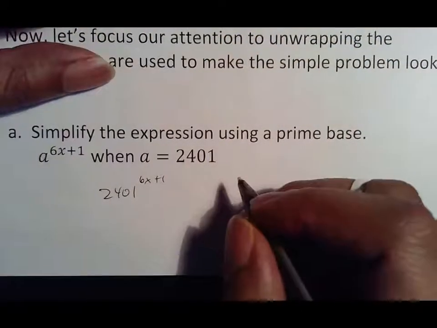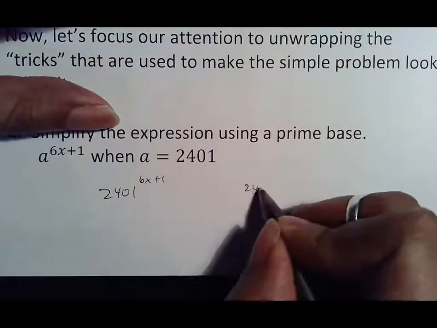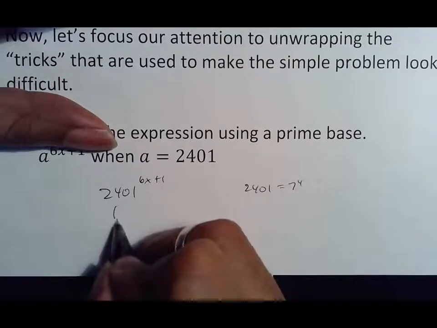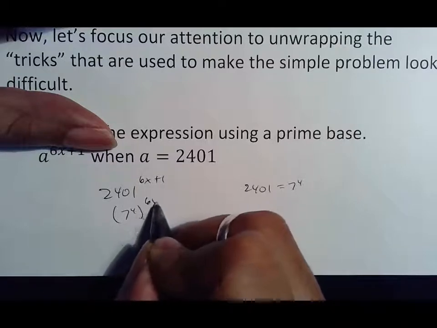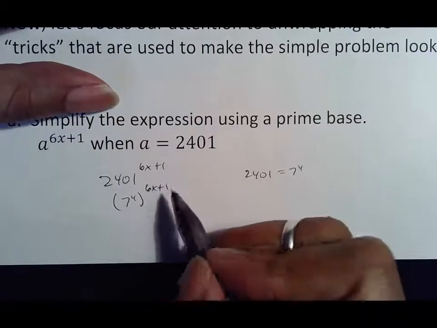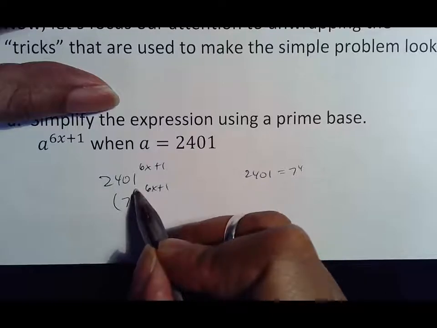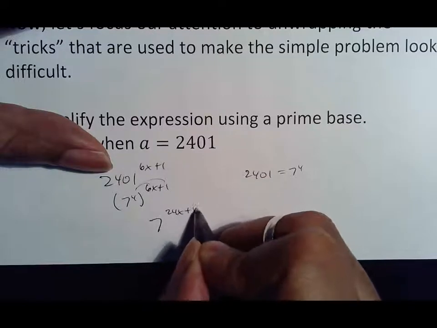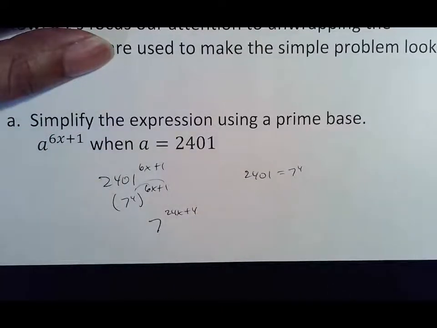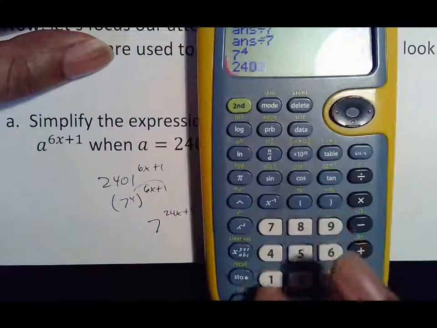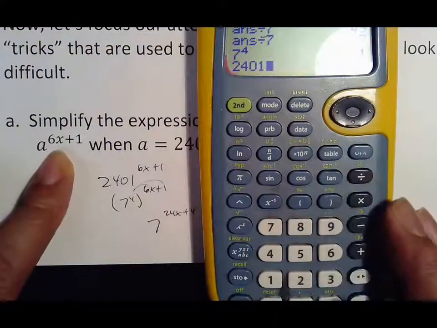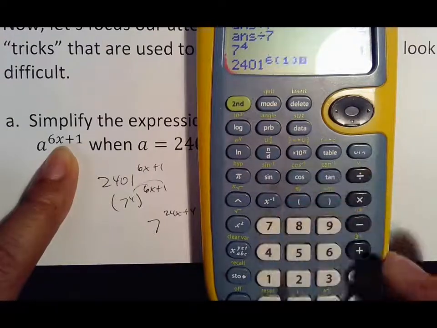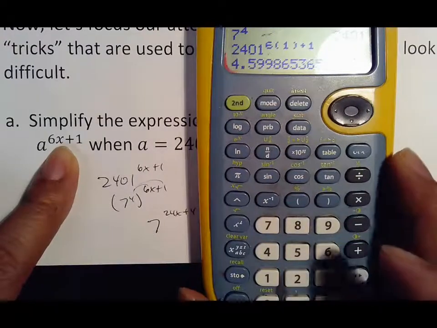So what we're going to do here is recognize that actually we've done this already. 2401 is equal to 7 to the 4th. So we take this and we parenthesize 7 to the 4th to the 6x plus 1. The difference is you have to remember that even though this is dropping down, you're actually distributing that 4. So it's 7 to the 24x plus 4. Just to prove it, 2401, let's put x equals 1 there. So 2401 to the 6 times 1 plus 1 equals that number.